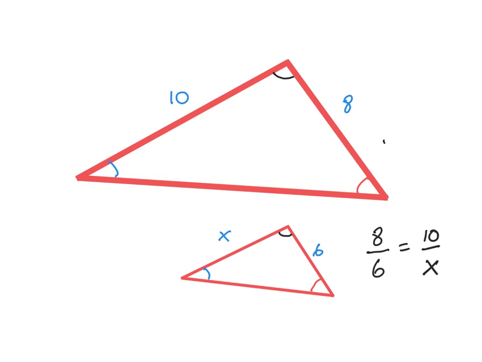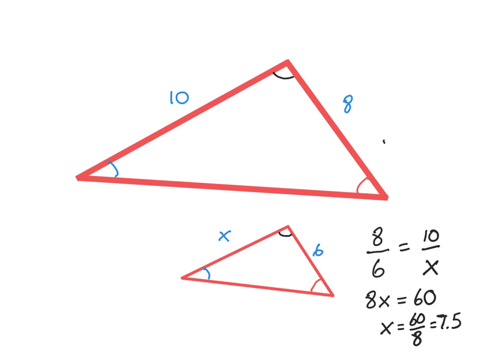And we solve this by algebra. Cross multiply, 8 times x is 8x, 6 times 10 is 60. So x is 60 over 8, which works out to be 7.5. So therefore the missing side is 7.5.